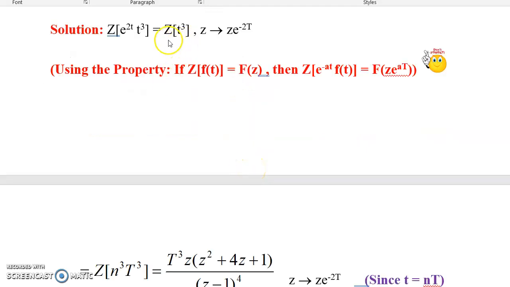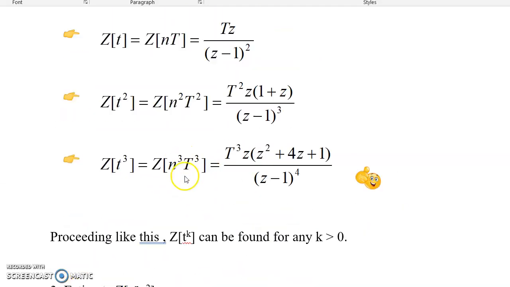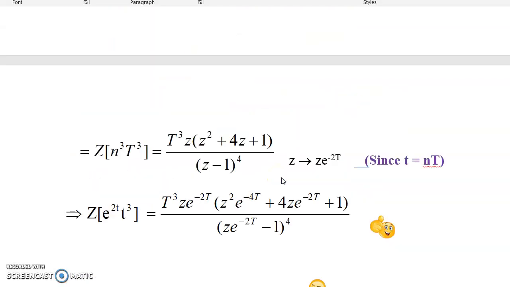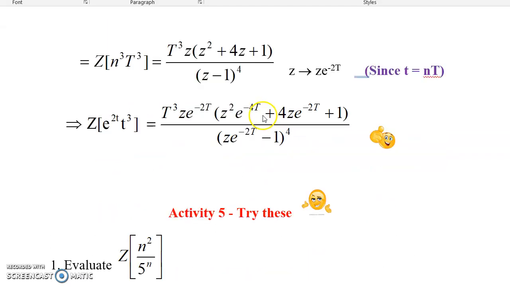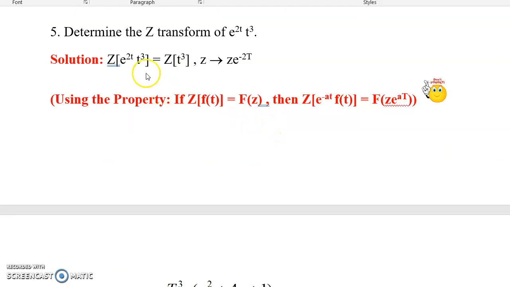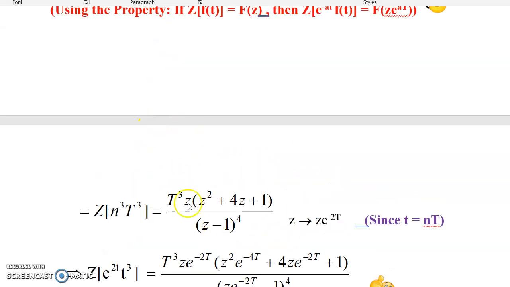Now what is z of t cube? See, in the second problem we calculated z of t cube. So here this is z of t cube. Let us substitute that answer here. So this is the z of t cube answer which we have already calculated. In this z of t cube, t is nT. We know that t is nT. So n cube T cube, which is capital T cube, into this is z of n cube. Already we had seen all these in problem 2. And so this is z of t cube.